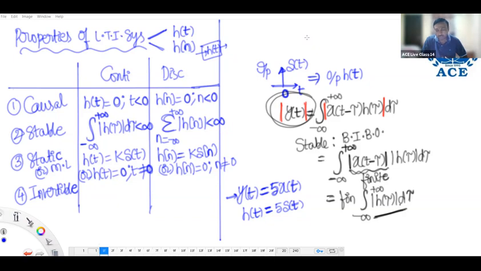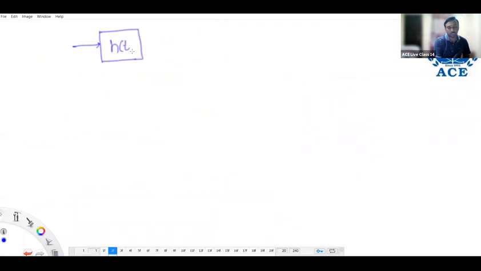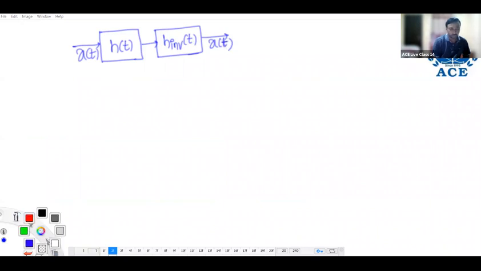Now the last condition is the invertibility concept. Different input signals should produce different outputs. How does that condition change now? Observe here first. We are taking the system as h(t). Opposite to that block is h inverse of t. Input x(t), output also x(t), we want x(t). So what is the output of the first block?